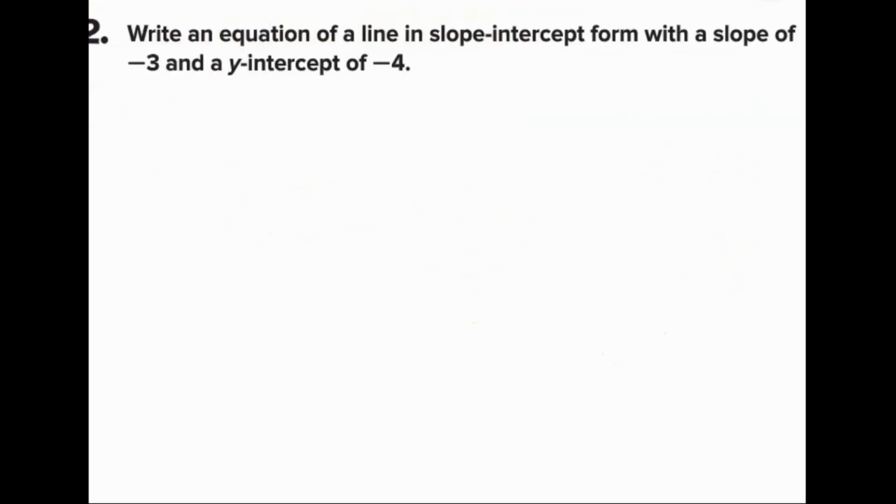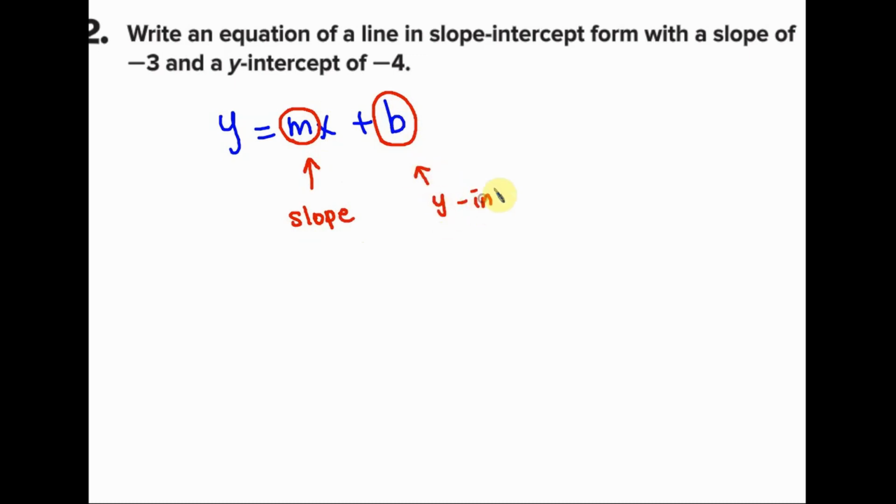Number 2, write an equation of a line in slope-intercept form with a slope of -3 and y-intercept of -4. So this time I'm going to do it backward. I'm going to write an equation format of slope-intercept form, so y equals mx plus b format, where I need to know what they are representing. In here, I'm going to circle the two values. The one is m, the one is b. The reason I'm circling these is because these are the only variables that I need to replace with a number. So m is the slope, where b is representing your y-intercept.